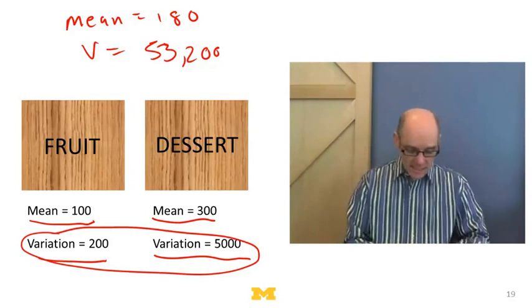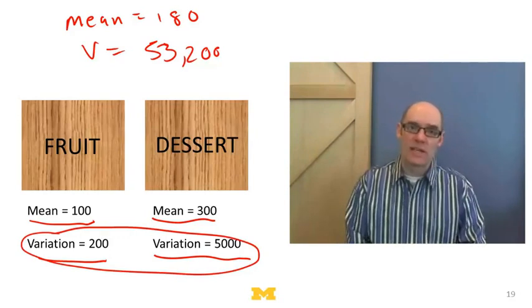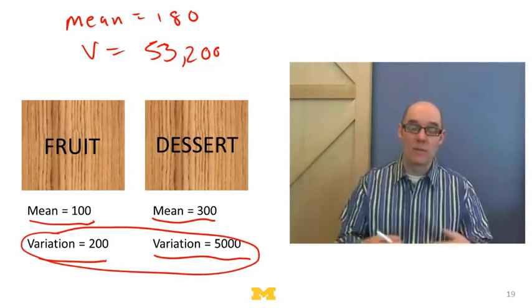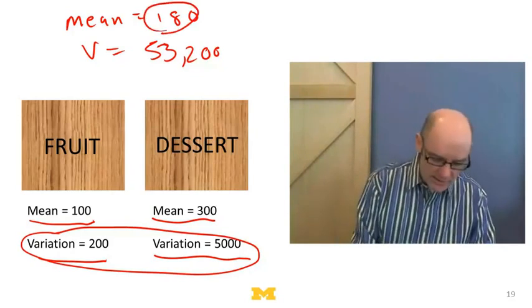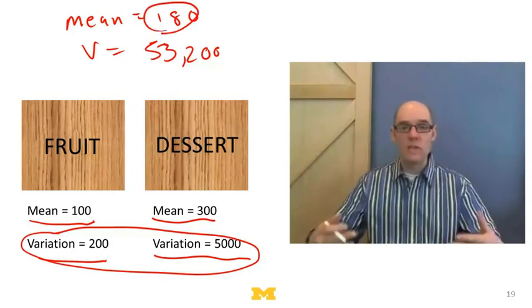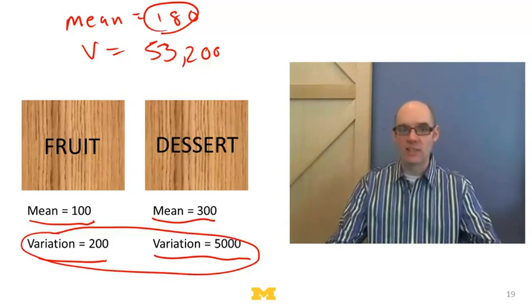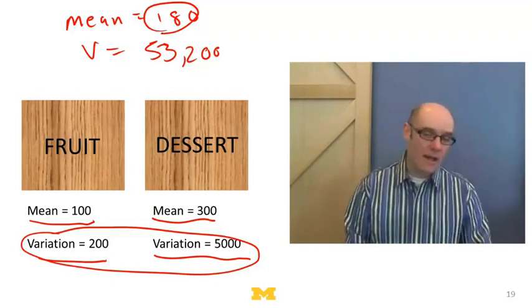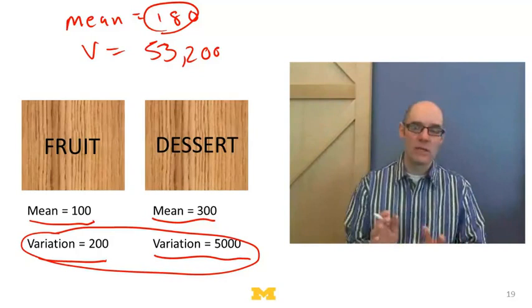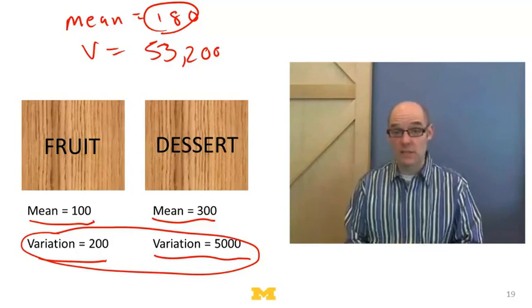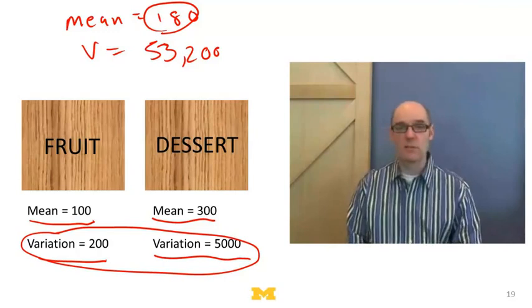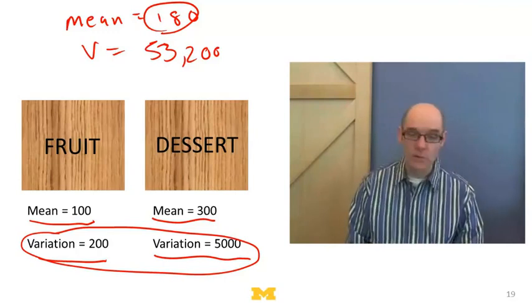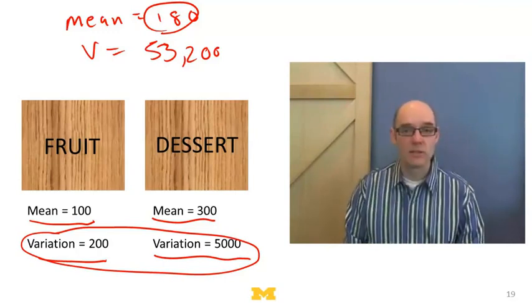So this is the idea. These categories substantially reduce the amount of variation I have left over. So think of the variation as what's unexplained. Initially I say, look, I can just say things on average have 180 calories, and I get 53,000 units of variation that's unexplained. Now I say, look, I'm going to create a categorical model that says there's fruit and desserts, and fruits have fewer calories than desserts. And you can say, well, look, it appears to be the case. Fruits have a mean of 100, desserts have a mean of 300, and the variation in the fruits is only 200, and the variation in the desserts is 5,000. So I've reduced variation a ton.